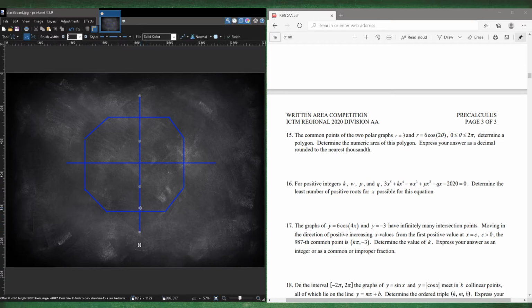And I said before that since both graphs are symmetric, because it's just a circle and a rose that's symmetric, the shape that they create should be symmetric. So if we cut it up like this, that means this area should be equal to this area, should be equal to this area, and should be equal to this area. So what we'll do is just find the area of one of them instead of the entire octagon, because that's taking a lot of work. We'll find the area of this and multiply it by 4. So to get the area of this, how do we do that? Well, we need to find these 2 points.